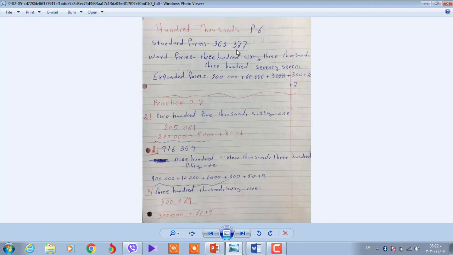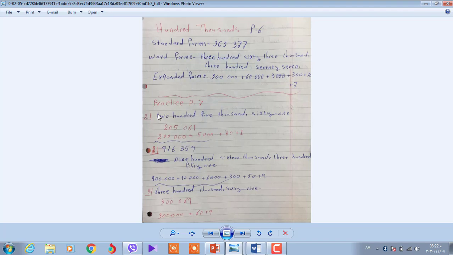In the hundreds place we also have 3, so plus 300, and we have 7 in tens, so plus 70. After that we have 7 in ones, plus 7, dear student. Now we solve the practices about 100,000 at page 7, dear student.